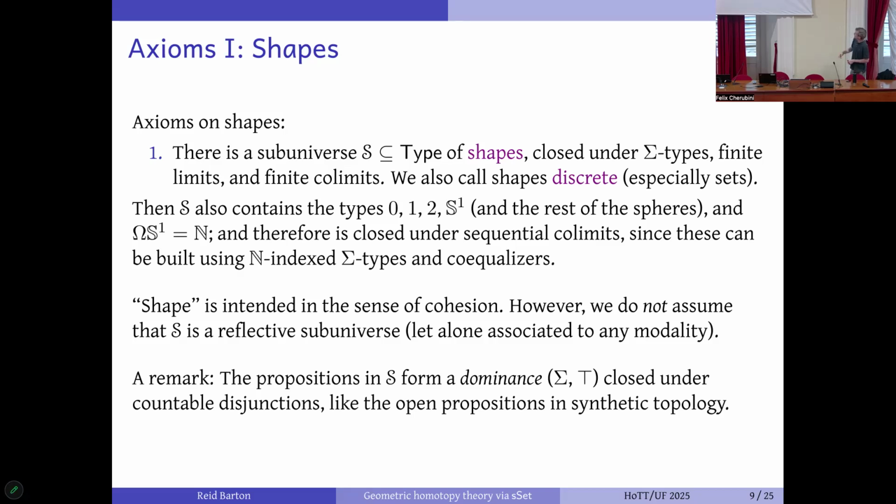One remark about this that is not really relevant to this talk, but it might help contextualize this definition, particularly in relation to the previous talk. If I look at just the propositions among the types in S, which propositions are they? Well, they're closed under the sigma type, and the true proposition will be in S, discrete, I guess we could say. But they're also closed under countable disjunctions because I can build them as sequential colimits of finite disjunctions, which I can build using finite colimits and stuff like that.